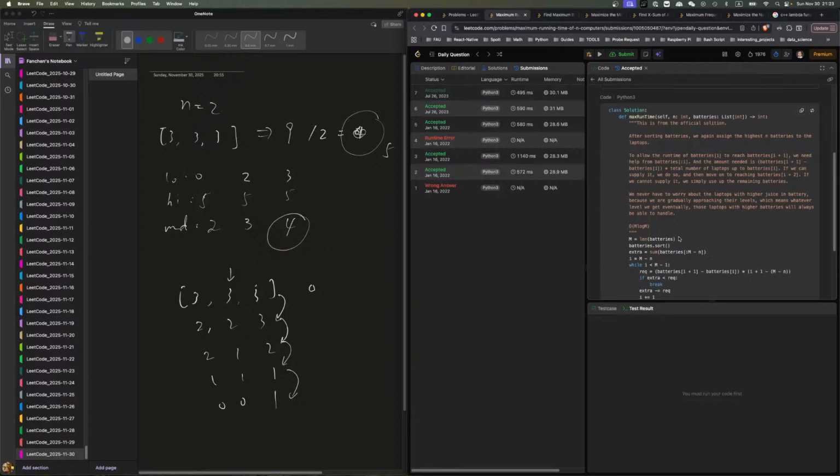So we sorted. Extra is number of batteries minus n. Those are at the front, right?